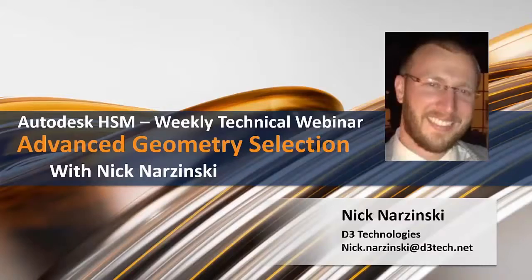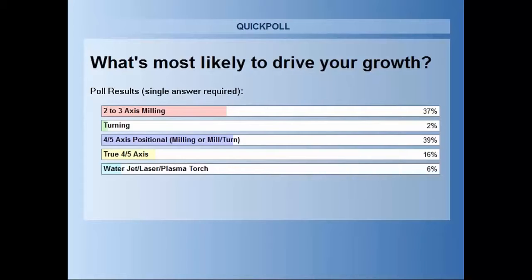Okay. So this is interesting. I don't think we've seen this type of spread before as much, with 37% on the 2 to 3 axis milling. We do see a lot of focus on the 4 or 5 axis positional turning or positional milling, with the mill turn and the true 4 or 5 axis. And we are getting some interest on the water jet, laser, plasma stuff as well.